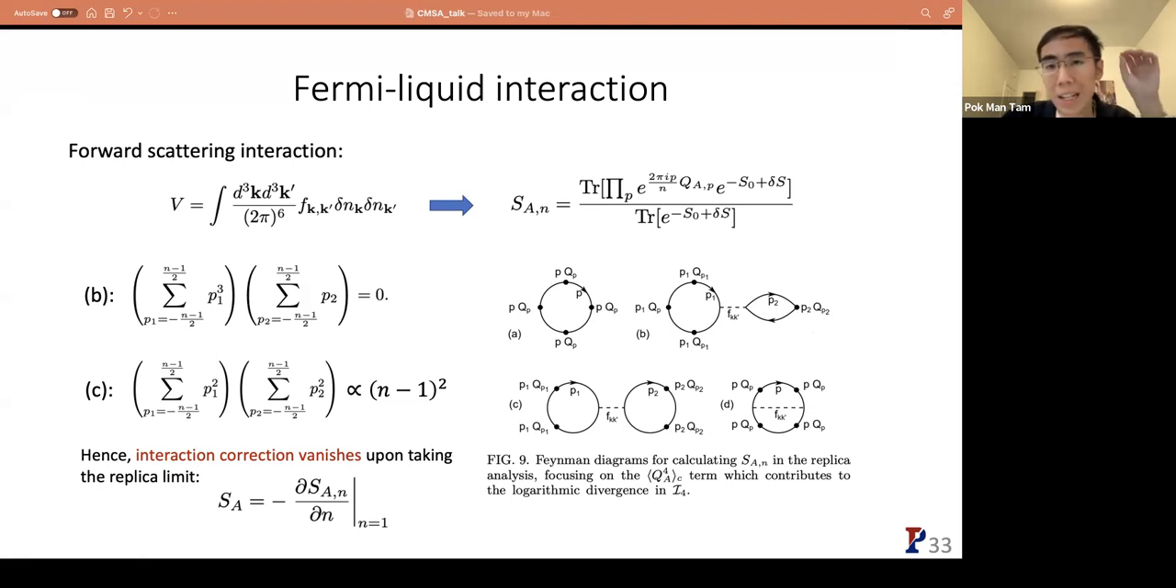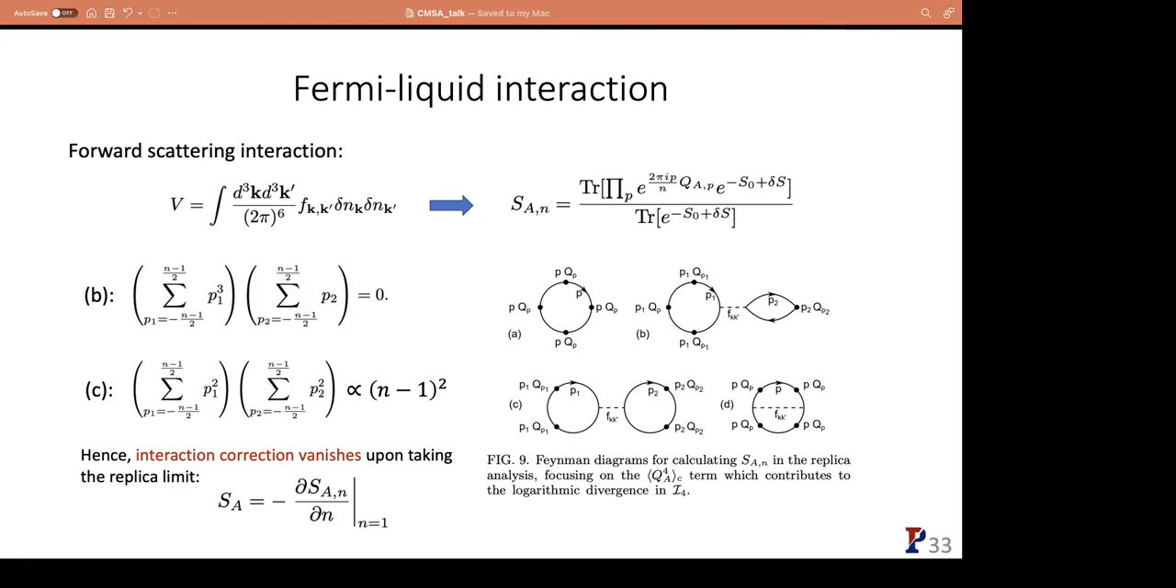But if you take the n goes to 1 limit, I'm trying to motivate it here. These may be some complicated results, but the thing is that when you take the n goes to 1 limit, the contributions from these diagrams actually vanish. And we only include those diagrams with RPA bubbles, because we think these are the only interactions that would matter at low energy for Fermi liquids in 2D and 3D.